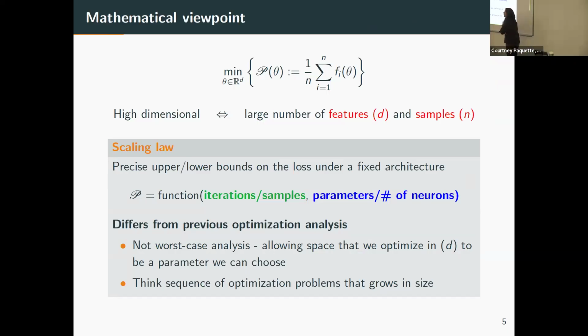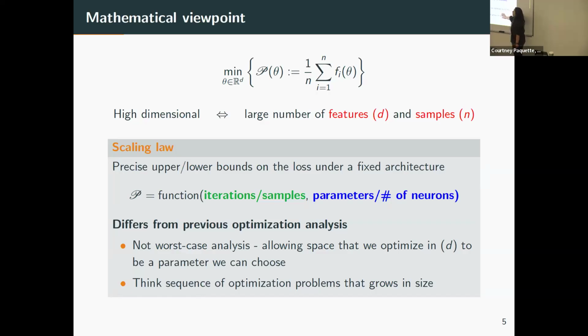What a scaling law really is, and you'll hear people talk about this, is you want precise upper and lower bounds on your loss under a fixed architecture as a function of iterations or samples, parameters, and number of neurons. So you want to know exactly how your loss changes as you change the number of samples and as you change the parameter size. And this really differs from previous things.